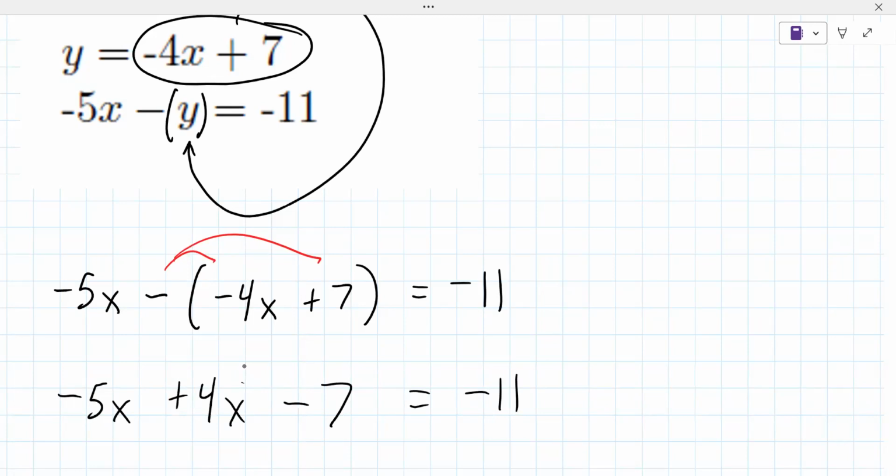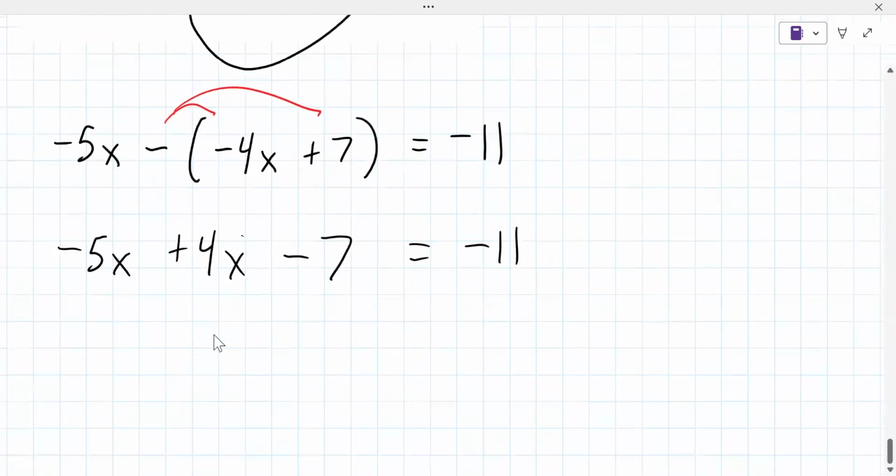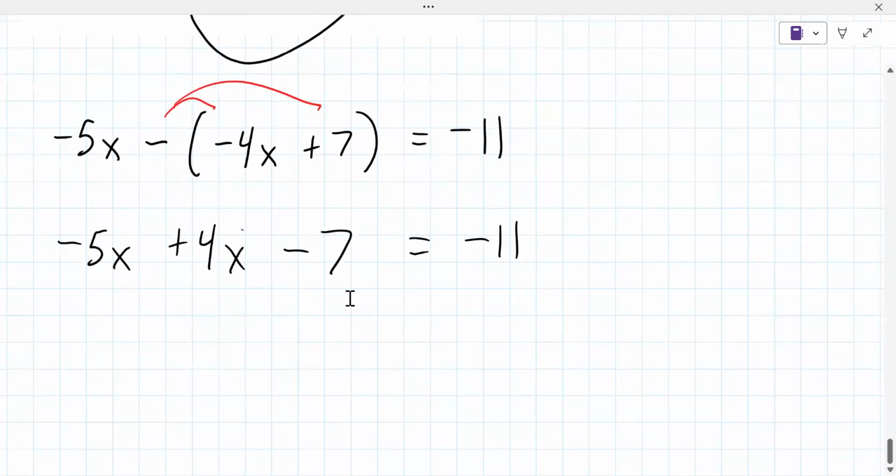Wait, you swap the signs, you distribute it? Yes. Oh, okay. So then you would combine -5 and +4. Yes. So why don't you work this out from here and tell me what you come up with?